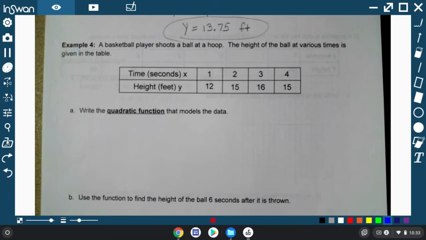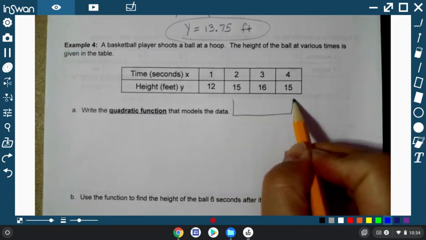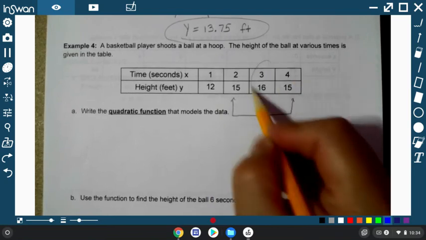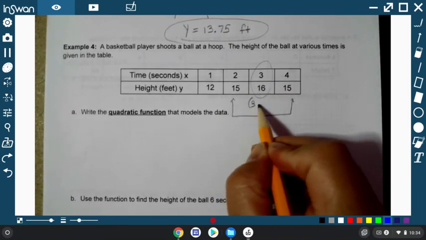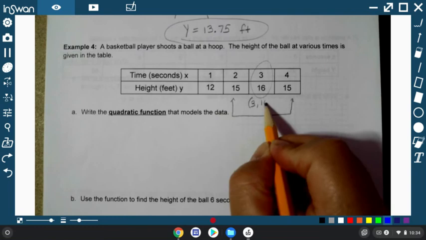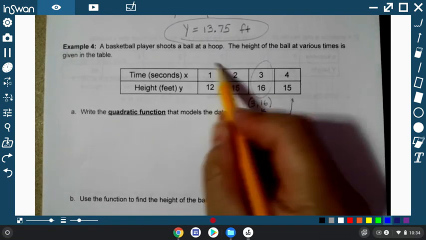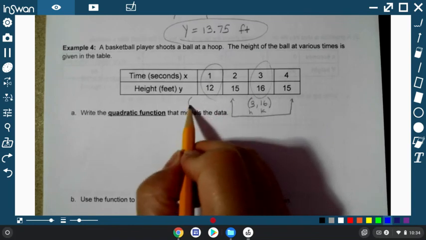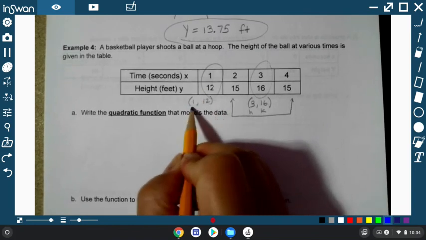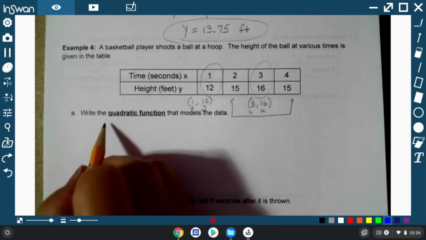Okay? All right, hopefully you got a chance to check already. So I identified this one as my vertex because these are my matching numbers. Okay, so h, k. I like to use small numbers. I'm going to use this as my point. 1 and 12 is my x and my y.